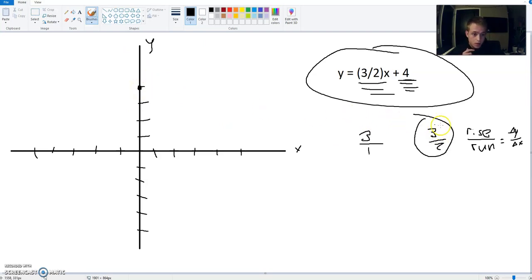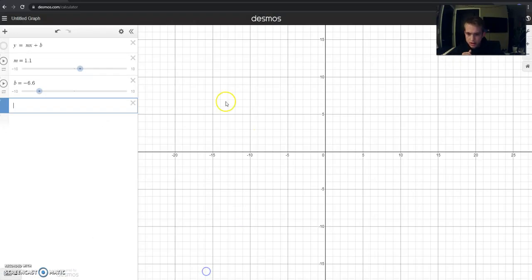So we go in our y direction first. We go up 3, and then we go over 2. Should be like right there. And easy as pie, we draw a line through the points. And so that's what our line should look like. Now, let's go check in Desmos to see if we did it right.